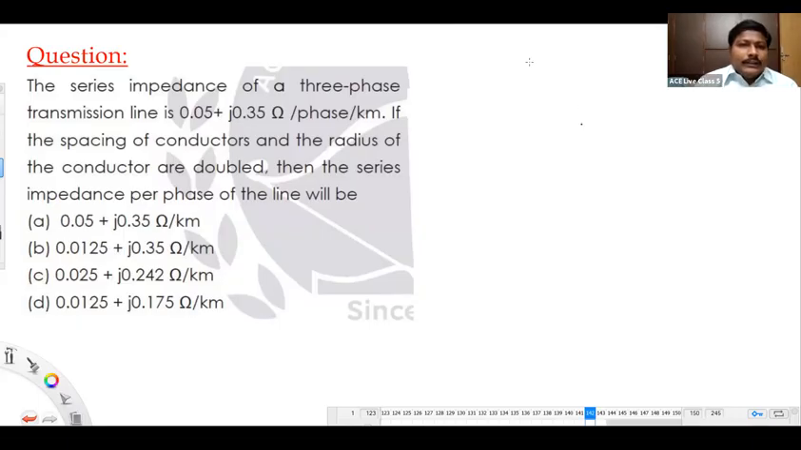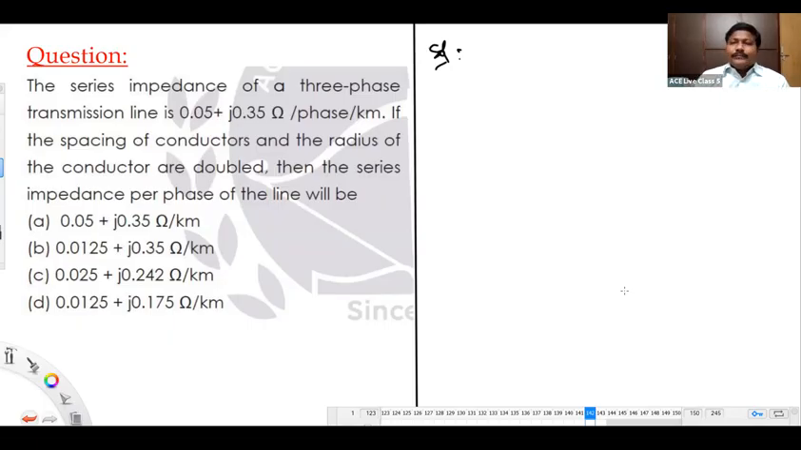Okay, fine. Let's look at this question in the classroom practice questions. Go through this. The series impedance of a three-phase transmission line is 0.05 plus J 0.35 ohms per phase per kilometer. So I can write simply Z equals series impedance, 0.05 plus J 0.35 ohms per phase per kilometer.